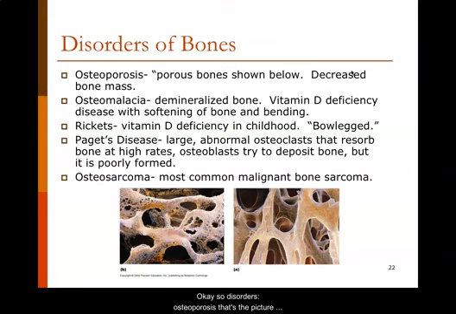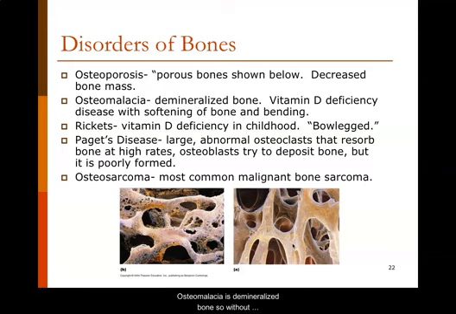Okay, so disorders. Osteoporosis, that's the picture you're looking at down here. It's described as having porous bones. Bones with osteoporosis have generally decreased mass. Less calcium, less collagen makes these bones much more likely to break. They're very weak. So this is osteoporosis compared to normal, healthy, spongy bone on the right.